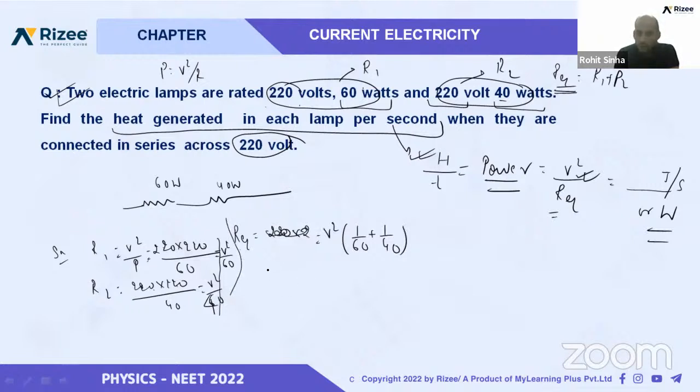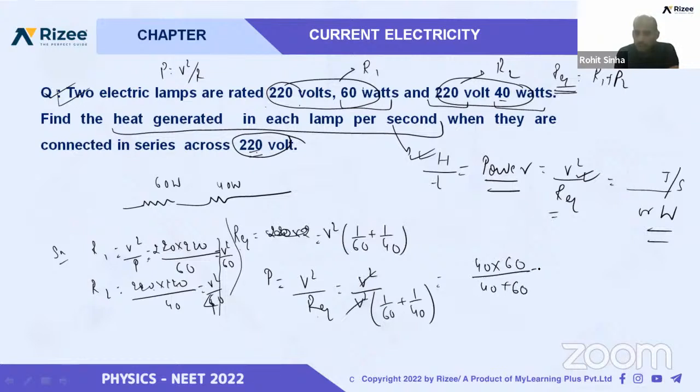Now, what will we do? We have to find the power. Power is equal to, we know, V square by R. You see here, V is also 220 volt. If it were different, we could put it differently here, but V square is the same. So V square and R equivalent is V square into 1 by 60 plus 1 by 40. Solve it. How much will you get? Take the LCM: 40 into 60 in the numerator, and 40 plus 60, which is 100. You will get 24 watt, or 24 joule per second.